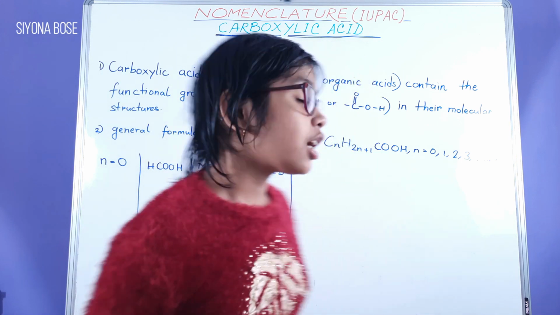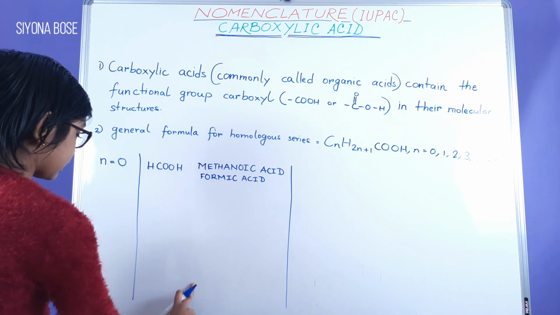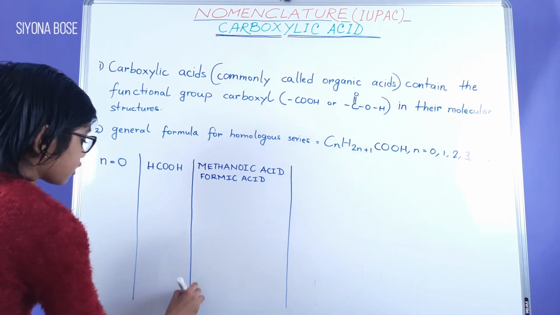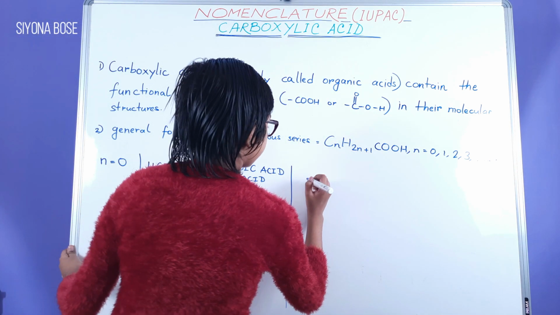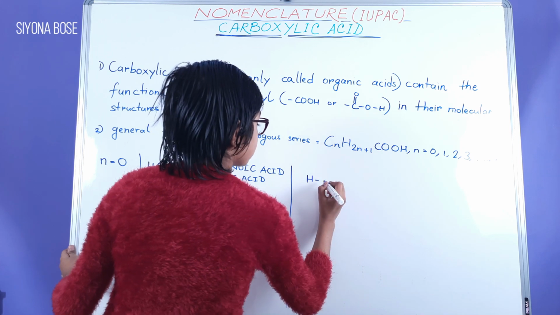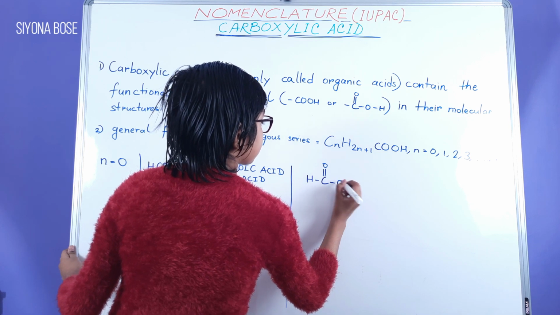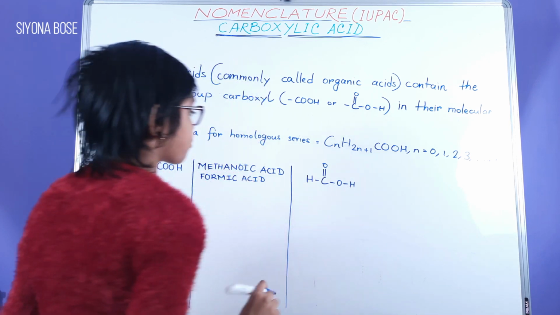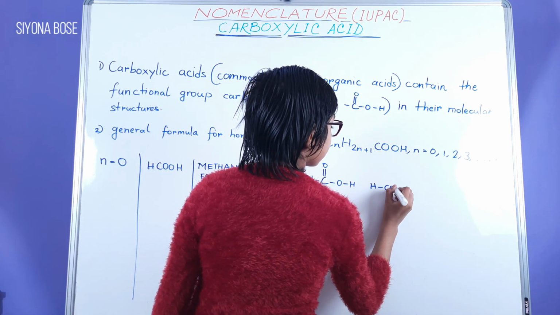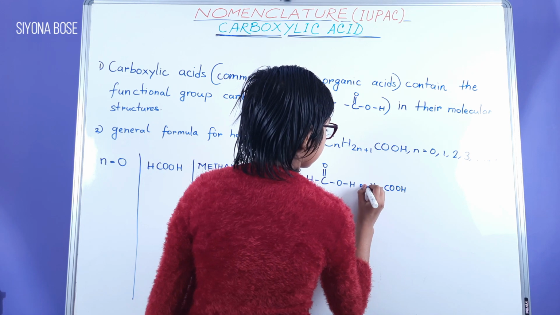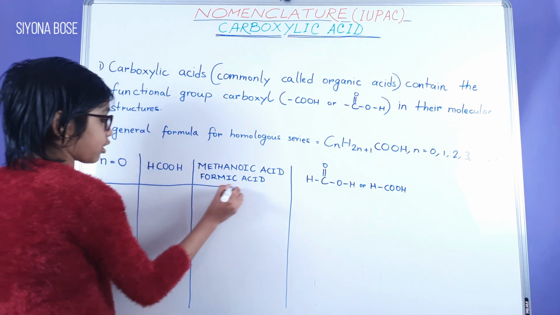Now, the structure of methanoic acid or formic acid. In just a minute, this is not straight. That's better. Now we can draw the structure. This will be like H, and then we make this. Or if we just want to go very simple, then we can just make it like this. This is when n equal to 0.